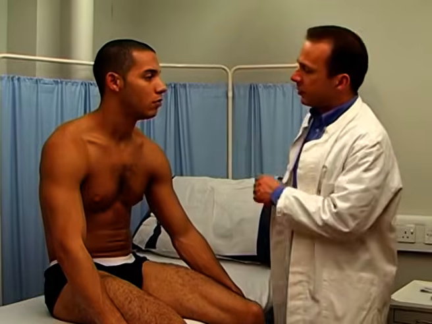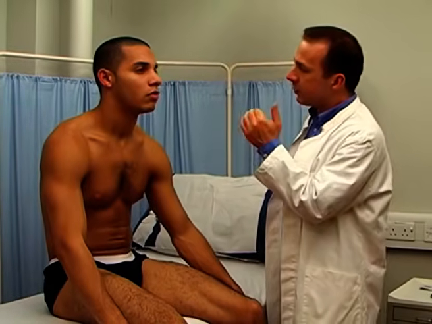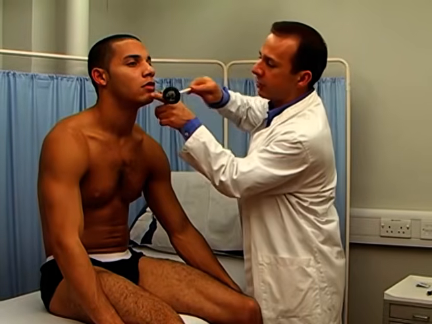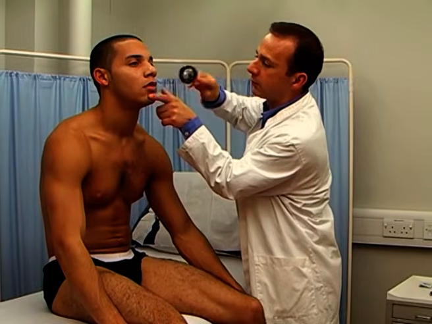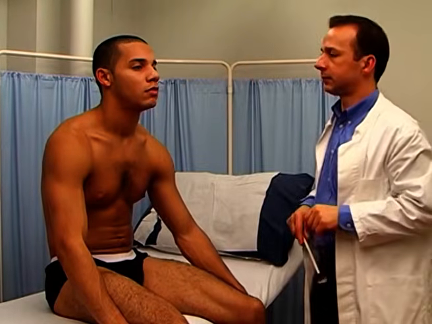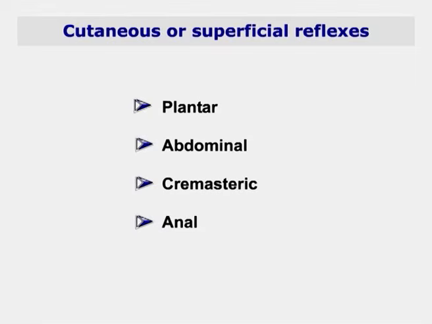To elicit the jaw reflex, ask the patient to relax the jaw or to keep it slightly open. Position your finger over the mandible and strike it. An exaggerated jaw reflex may be associated with suprapontine lesions. After assessing the tendon reflexes, then move on to the plantar, abdominal, cremasteric, and anal reflexes.